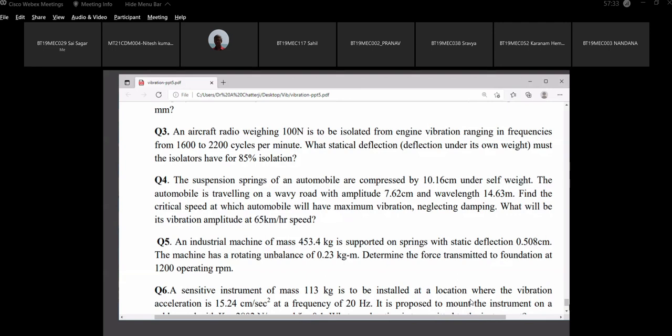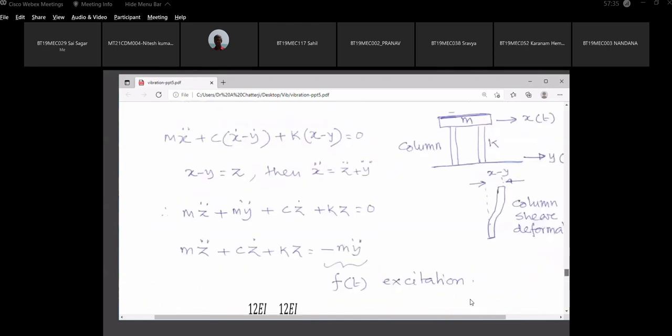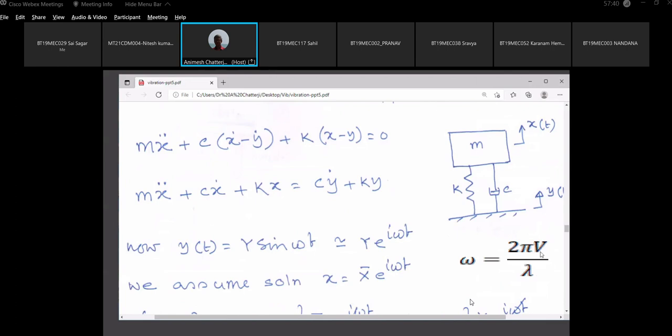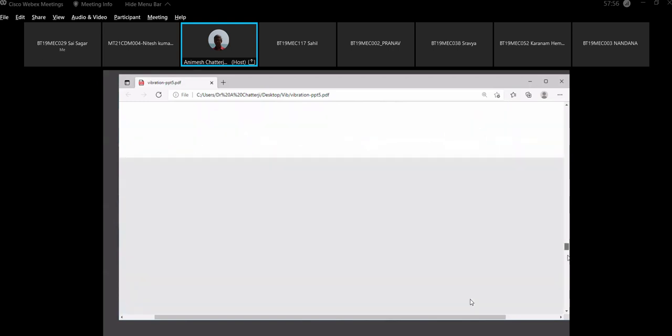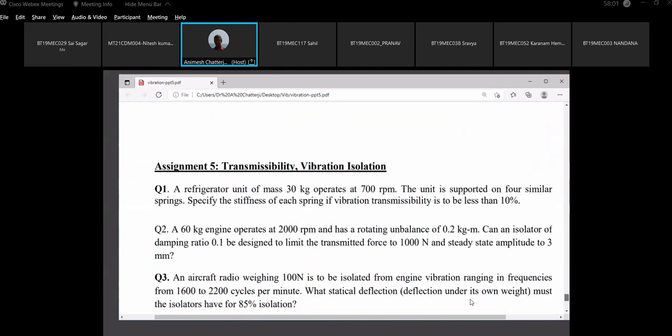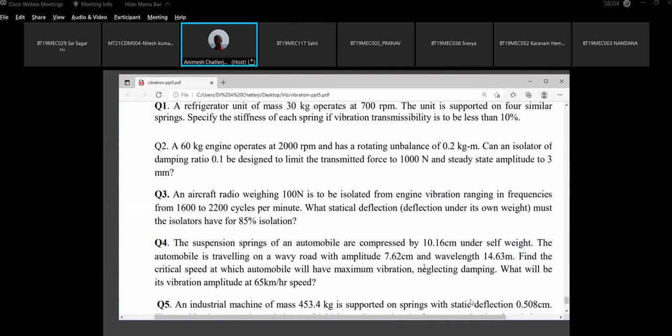See, omega is coming from this formula: 2 pi into velocity divided by lambda. When this omega matches with natural frequency, the velocity is said to be the critical velocity for the vehicle. Okay, so in this problem, you have to first find out omega n, and then you have to find out what velocity will make omega equal to omega n. That is the critical speed.